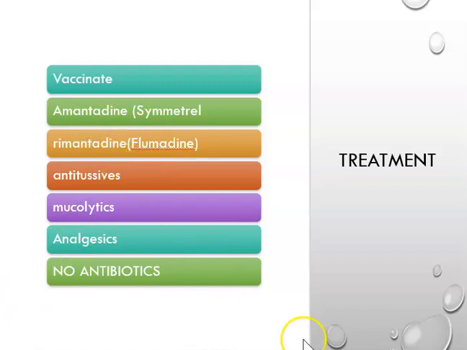Antitussives, they might give them some guaifenesin with a mucolytic and some analgesics, again, mild. And then no antibiotics. This is not something that can be treated with antibiotics. So a lot of people like those antibiotics and they hang on to them, but it's really not a good idea in this case.